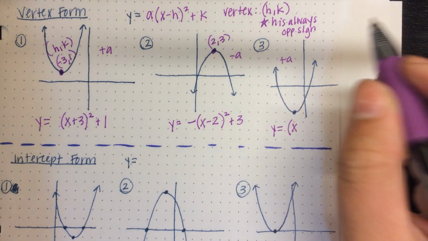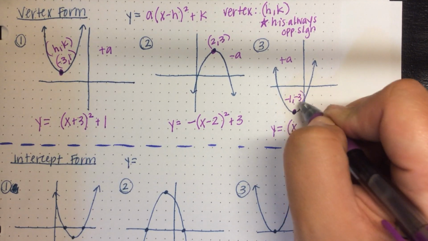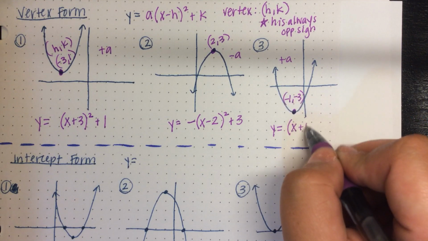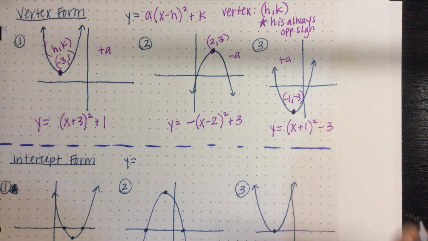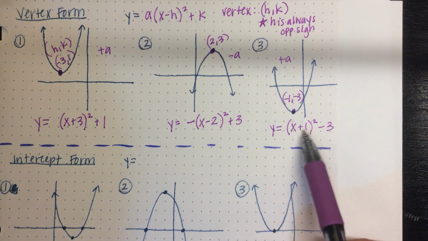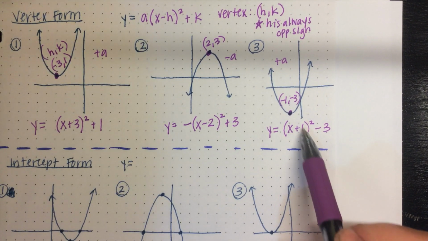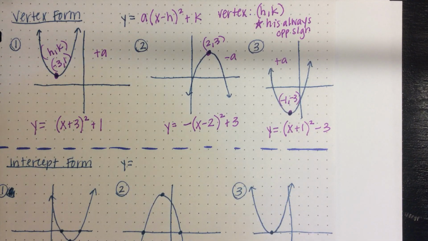In my parentheses, my vertex here is at -1, -3. The H value is opposite, so it's really a +1. K value is a -3, so I'm going to put a -3. Okay, biggest mistake, you forget, you either keep them both the same sign or you change both sides, but you can't do that. The H value is in here, opposite sign. The K value is on the outside, same sign.